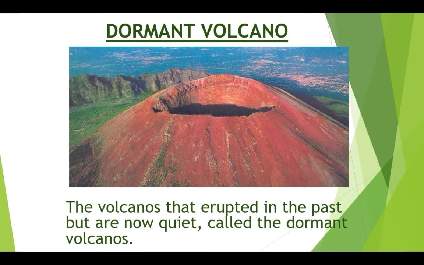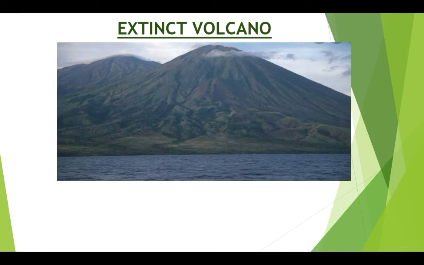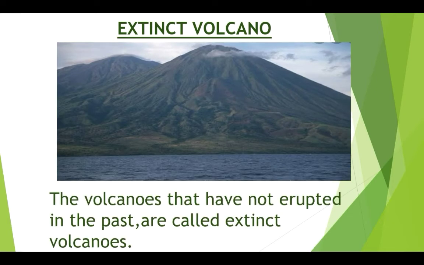The best examples of dormant volcanoes are Mount Vesuvius in Italy and the Yellowstone volcano in Yellowstone National Park in the USA. The third type of volcanoes are extinct volcanoes. Extinct volcanoes are those volcanoes that will not erupt again. Some examples of extinct volcanoes are at Edinburgh Castle in Scotland.